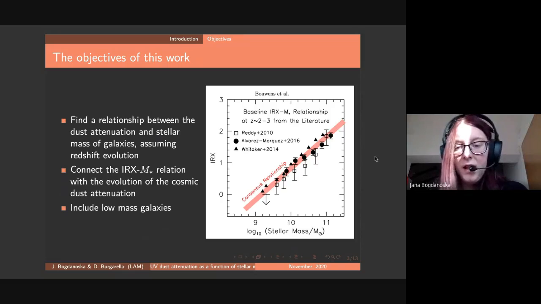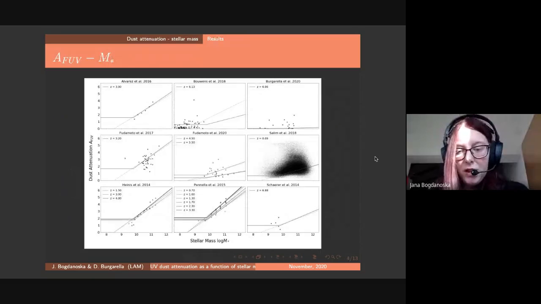And another goal of our work was to continue this relation for lower stellar masses. So here maybe it goes until 9, but we wanted to go a little bit lower. Here, I would like to take a chance to present the data we were working with.